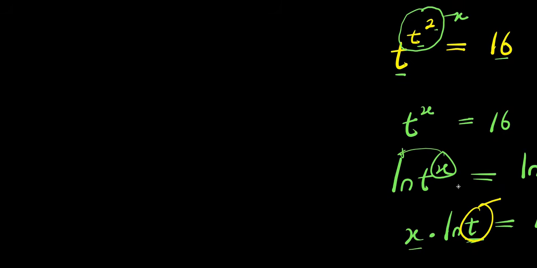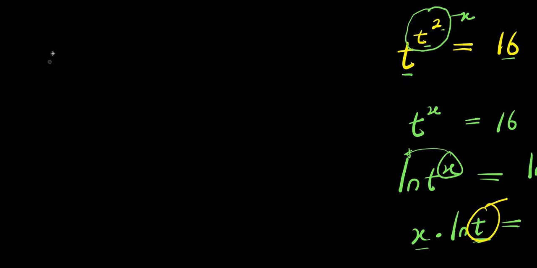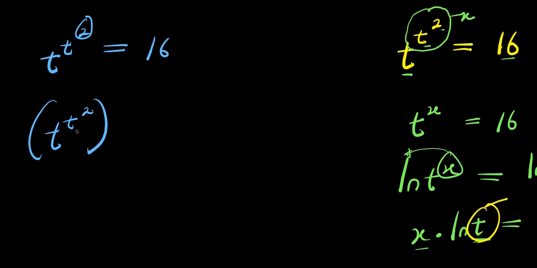So let's solve it using another method. t power t power 2 equals 16. Now, based on the fact that we have 2 here, in this other method, I'm going to raise each part of the equation to the power of 2. t power t power 2, this is raised to the power of 2, equals 16 to the power of 2.